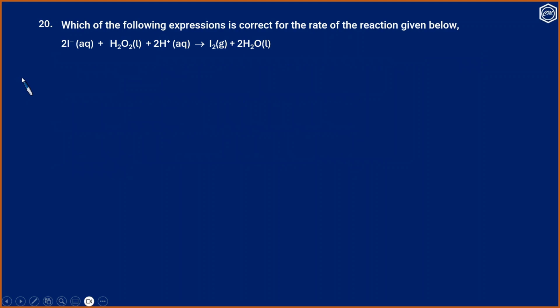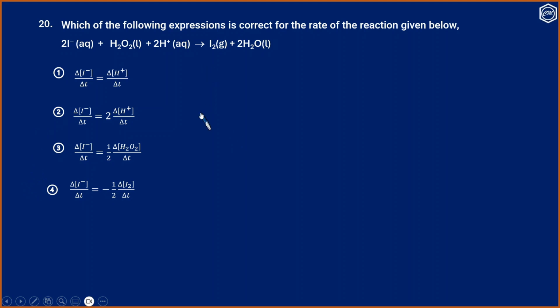Question 20. Which of the following expressions is correct for the rate of the reaction given below? It is an ionic equation: 2I⁻ plus hydrogen peroxide in presence of acid gives iodine plus water. Option 1, the rate expression: delta I⁻ by delta t is equal to delta H⁺ by delta t. Option 2, option 3 and option 4.